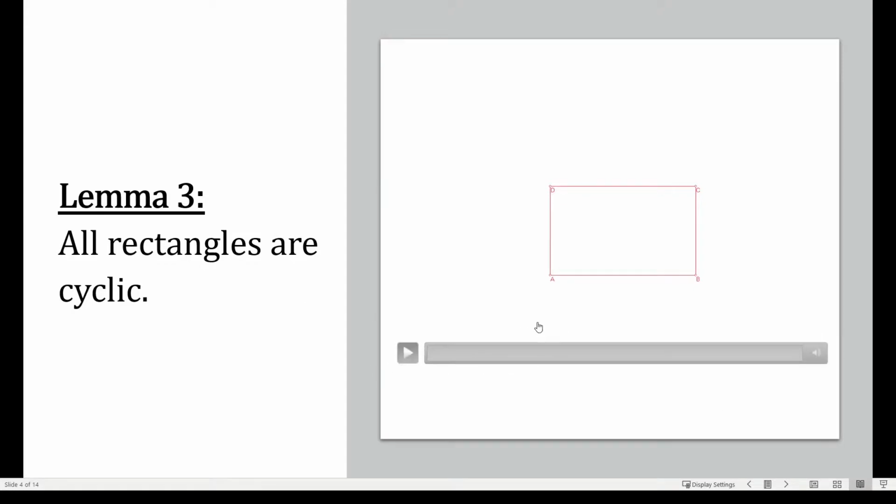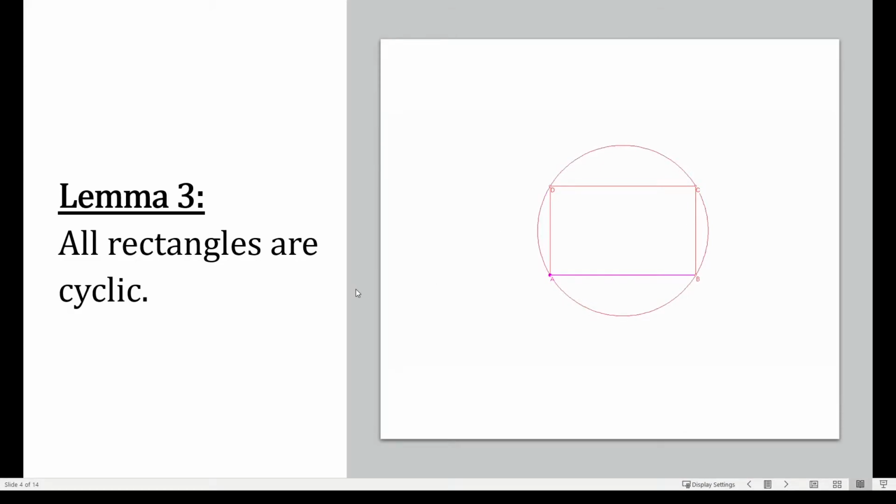By using lemma 2, we can create a rectangle and go across the diagonal to create the circumscribing circle of the rectangle.